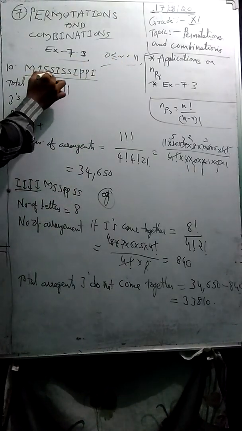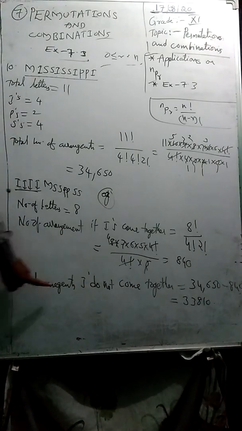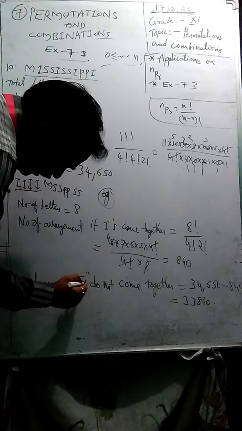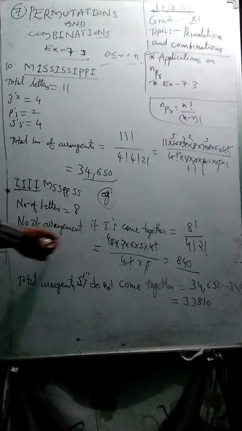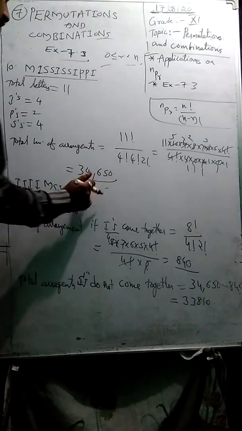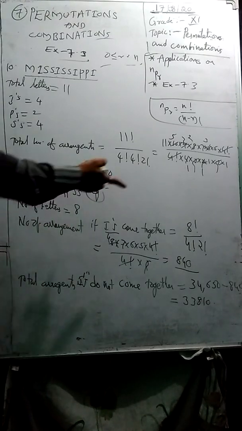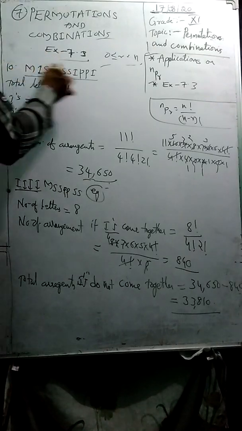Yes, students, now let us discuss how many words are possible from the letters of MISSISSIPPI with the condition that I's do not come together. From the total arrangements, if we subtract the arrangements when I's come together, which is 840, from the total 34,650, we get 33,810 arrangements.